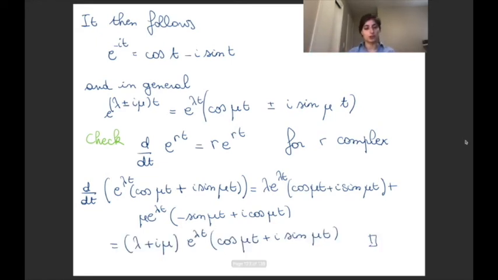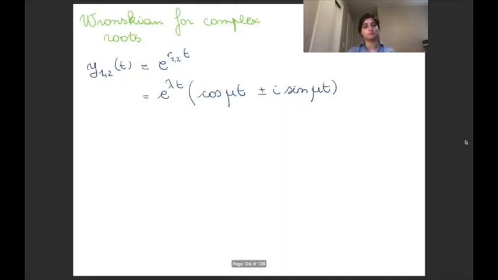And if you check things out, this is indeed (lambda plus i mu) multiplied by e^(rt). That is the same thing as before. So our check succeeds. We can take the derivative of a complex exponential and have the complex term in front times the same complex exponential. So we can use the characteristic equation.